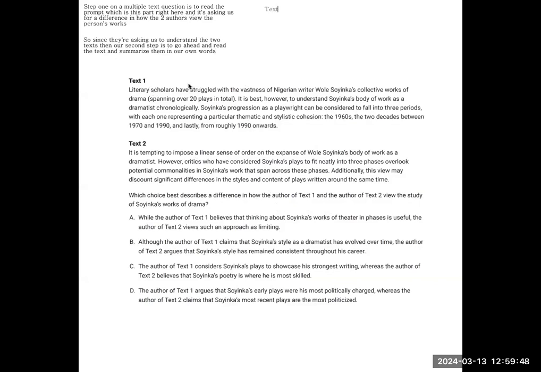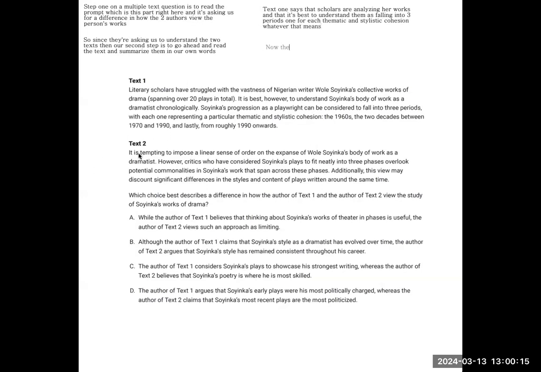Text one says that scholars are analyzing her works and that it's best to understand them as falling into three periods, one for each thematic and stylistic cohesion, whatever that means.